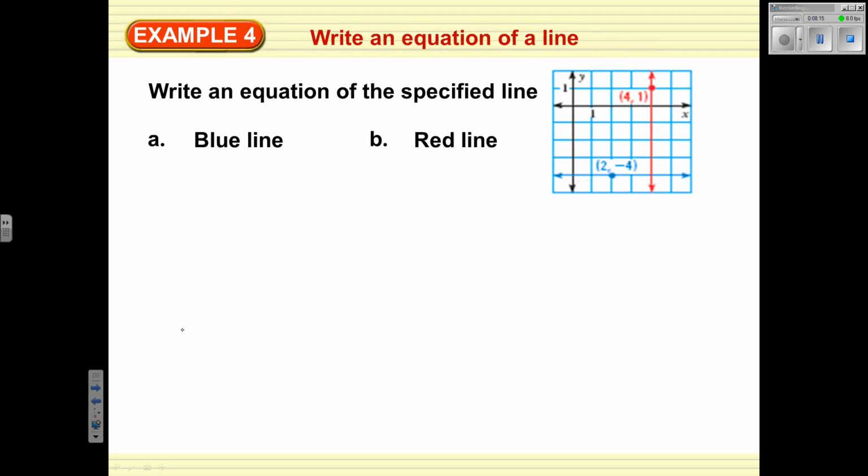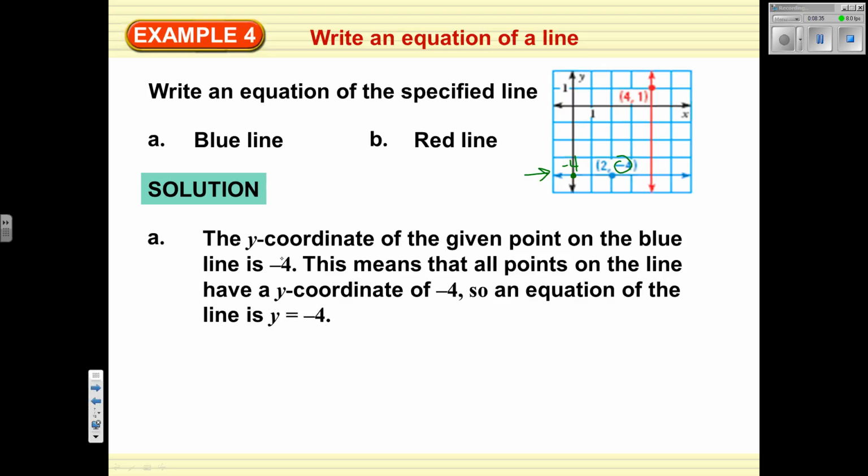All right, this is example 4. They're going to have us write a specific equation. You guys know this. The blue line right here is a horizontal line. It passes through what point on the y-axis? 1, 2, 3, 4. It passes through this right here, negative 4. So, since it's a horizontal line, the y-coordinate is negative 4.